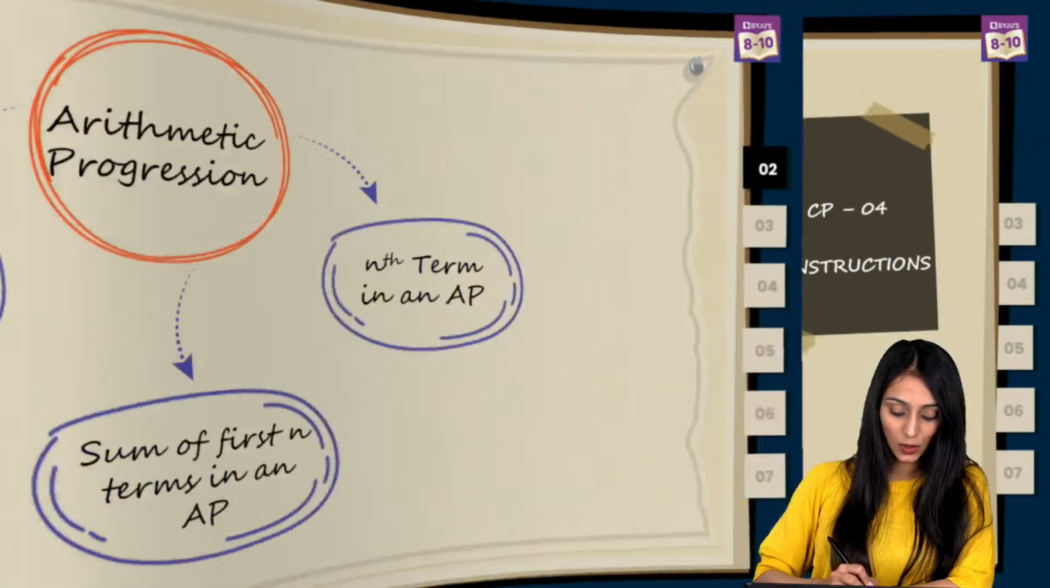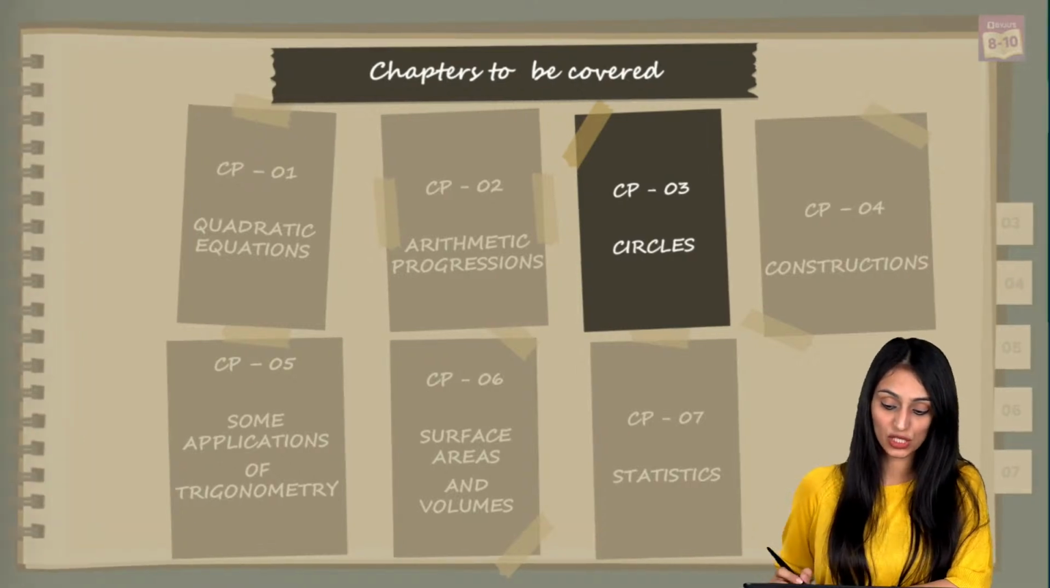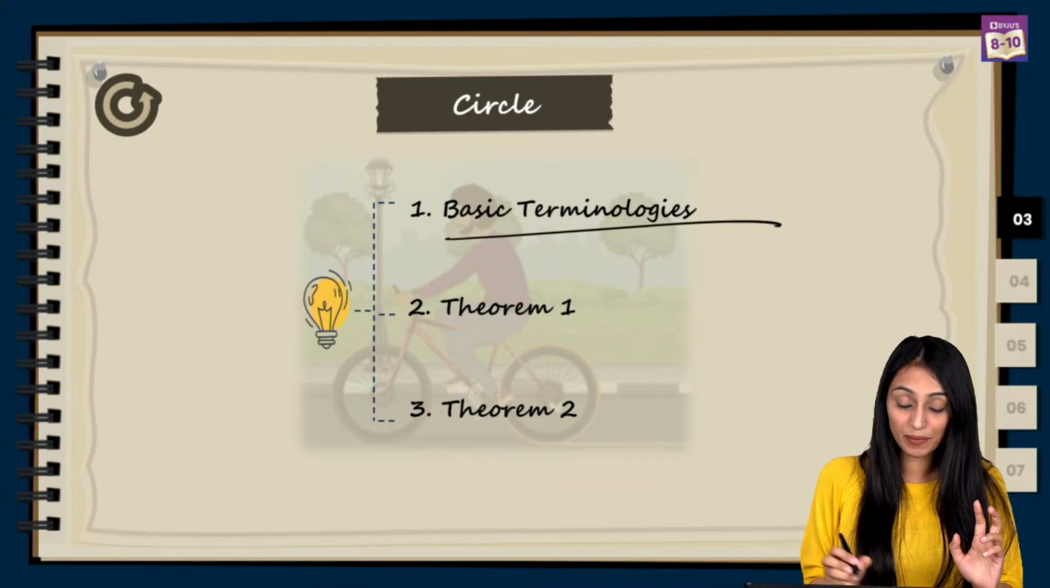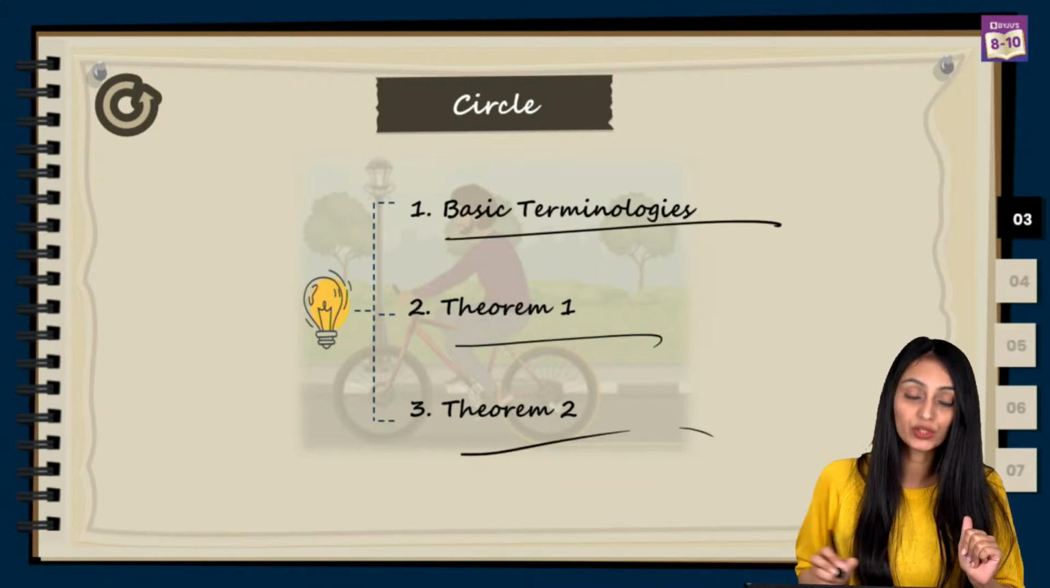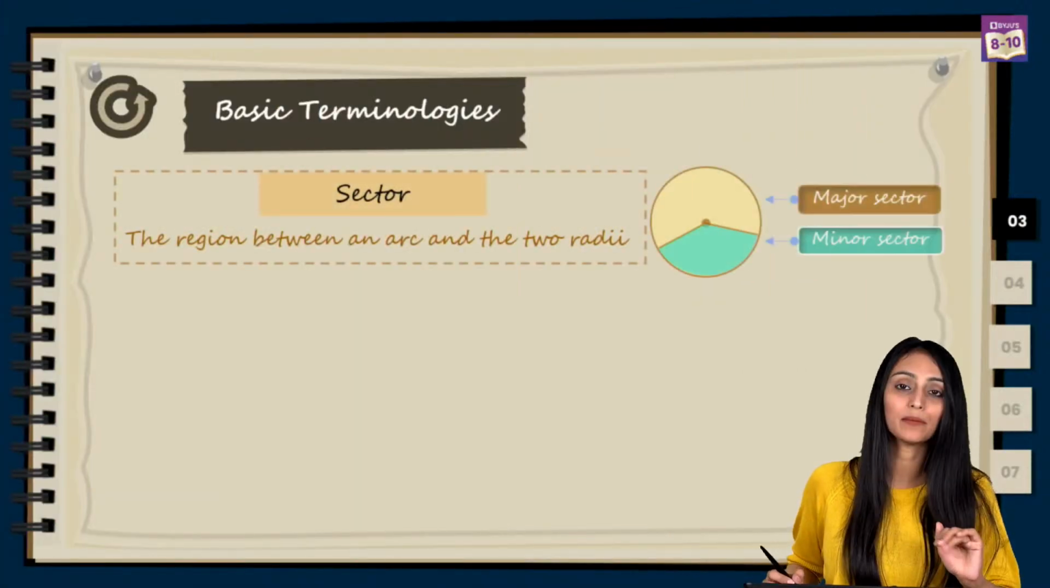Let's move ahead. Let's take a look at the next chapter that we have. Now we'll be discussing circles, which is chapter 3 here. So let's first take a look at what all we have here. I'll be discussing the basic terminologies first. Then we have 2 theorems in this chapter, so we'll be discussing each one of them one by one. Let's first take a look at the basic terminology.